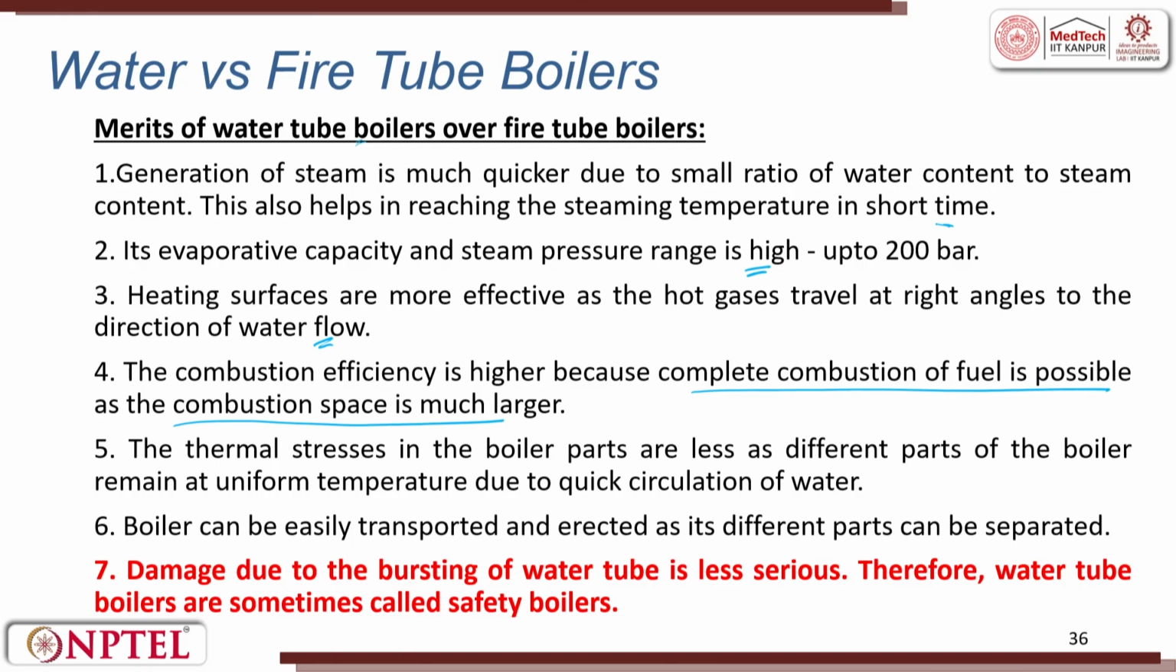The thermal stresses in the boiler parts are less, as different parts of the boiler remain at uniform temperature due to quick water circulation, that is for the water tube boiler. Finally, the damage due to bursting of a water tube is less serious. Therefore, water tube boilers are safer than fire tube boilers. The evaporative capacity and steam pressure range are high, up to 200 bars.